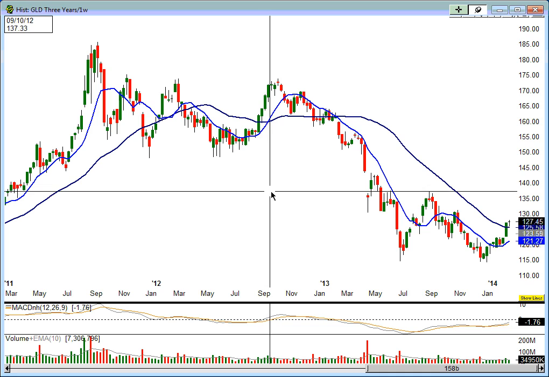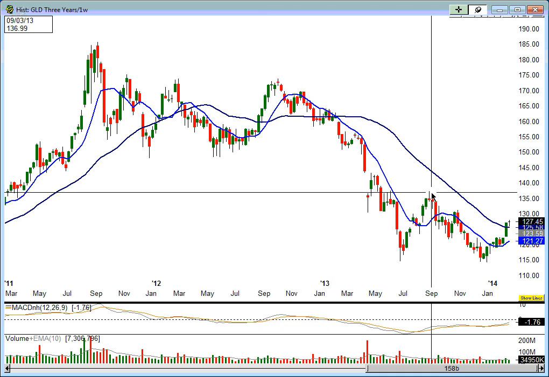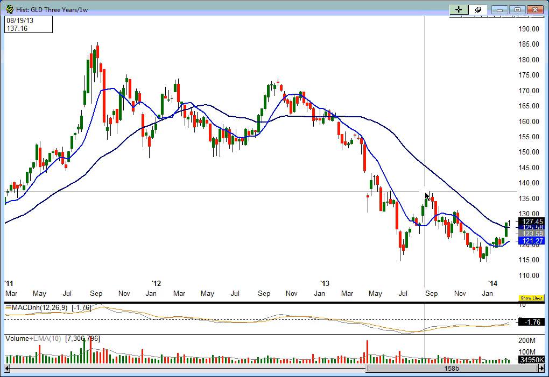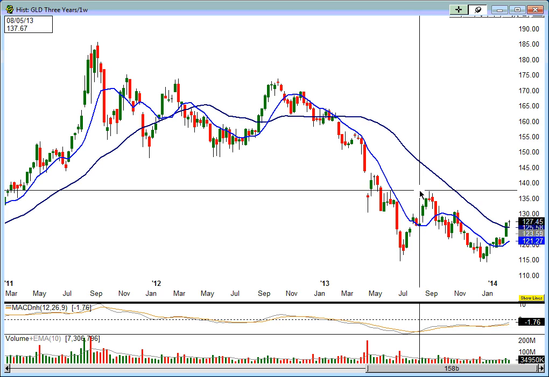And once we break this pivot, a lot of people are going to be talking about $1,400 on gold again, and that could bring a lot of those bearish traders back in on gold.